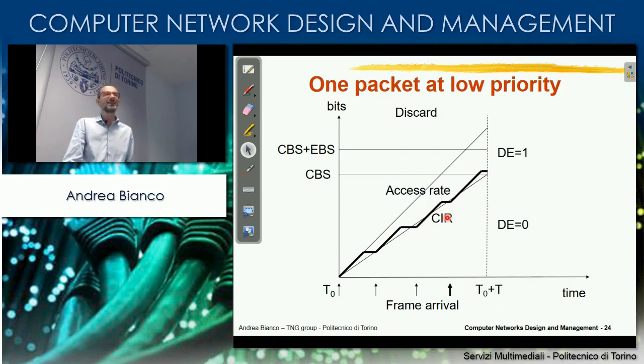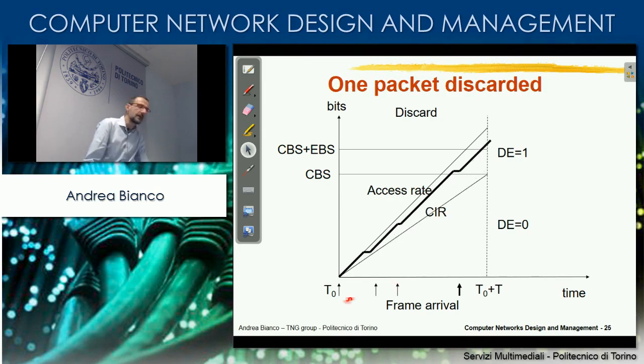The size of this packet is too large, or the time at which we have received it was too early. So we can send it, but at low priority, because it's exceeding CBS over T, but is below CBS plus EBS over T. So it's admissible as low priority. Okay, so we have to mark the last one as low priority with this bit set to 1 to be compliant, to be proper with the negotiation.